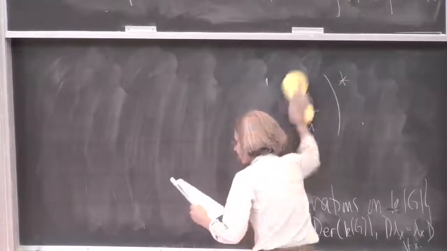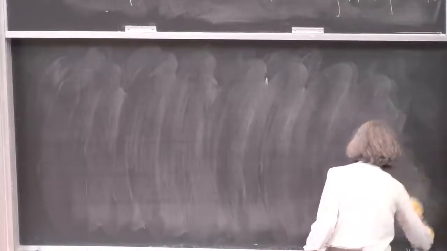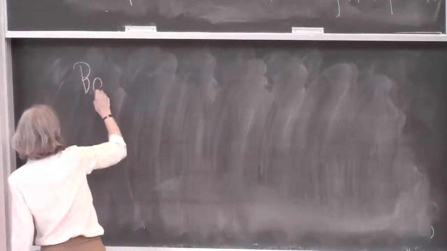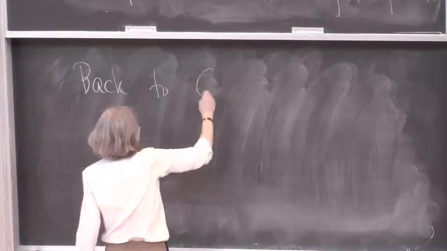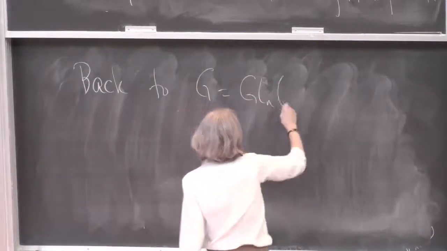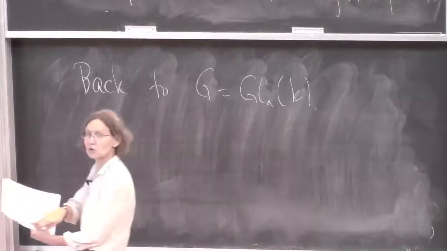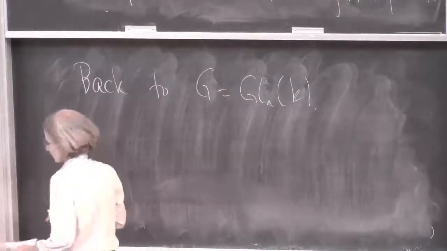So let's go back to our example, GL, because we should be able to say something, we hope, concrete about one example in this whole picture. So back to G equal to GLn. All right, so I wrote here good exercise. Okay, I won't write it on the board.